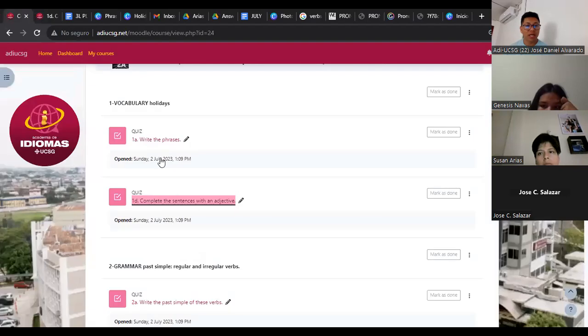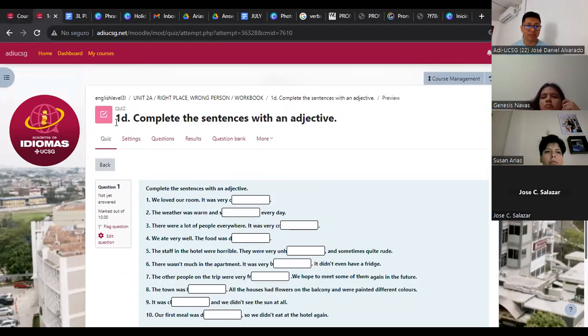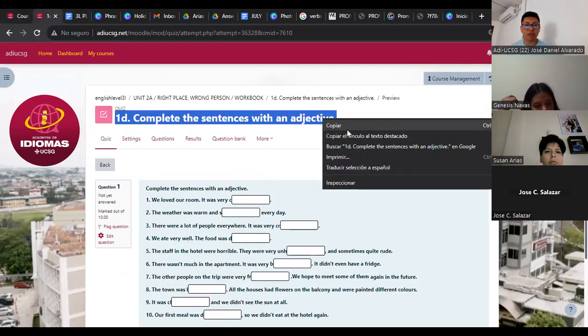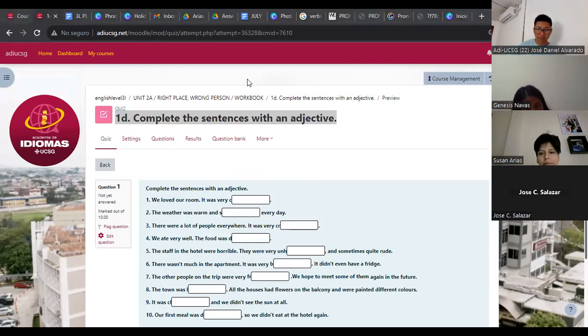Okay, this is unit 2A workbook. And this is activity number 1D, complete the sentences with an adjective. This is the second activity that we're going to do. I will send you the name in the chat. And we are going to have 5 minutes to do it, and then we'll check.